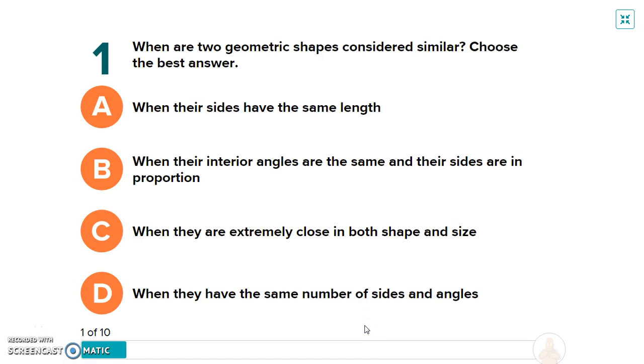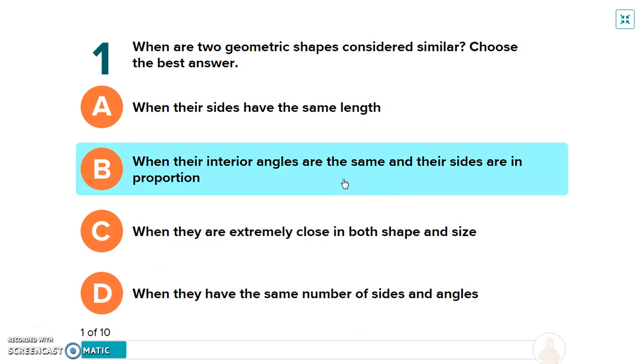Number 1, when two geometric shapes are considered similar, choose the best answer. We know from watching the video that it's when their interior angles, the inside angles, are the same, and their sides are in proportion. So the best answer choice is B.